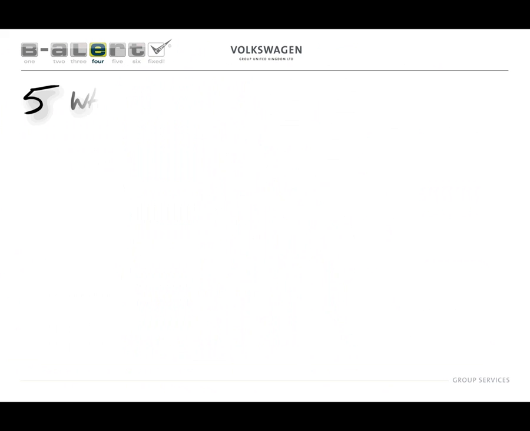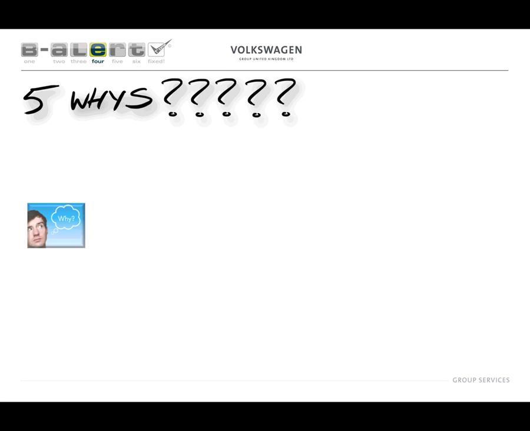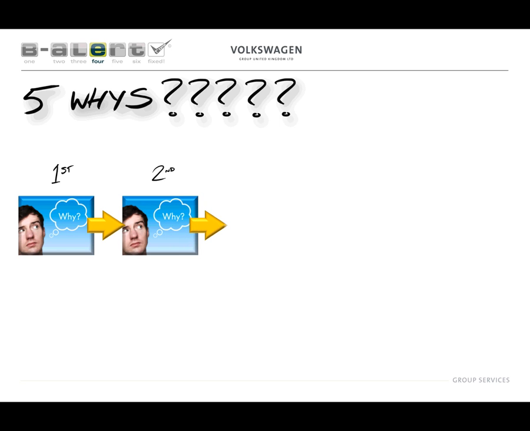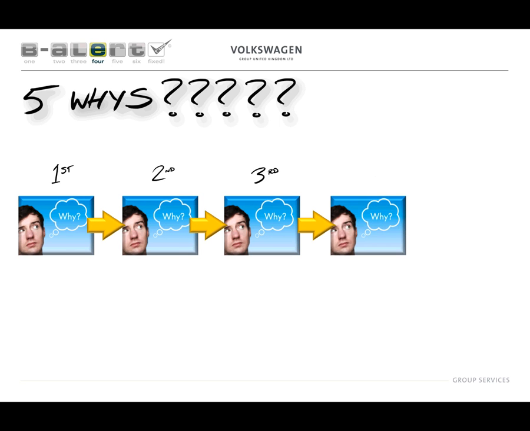Another useful tool is called the 5 whys. Exactly as it sounds, when you find the fault you ask yourself why 5 times. So, why is the cat blocked? Because the vehicle was overfueling. Why is it overfueling? Because the injector's stuck open. Why is the injector stuck open? Because the fuel's dirty. And why is the fuel dirty? Because the vehicle hasn't been serviced.